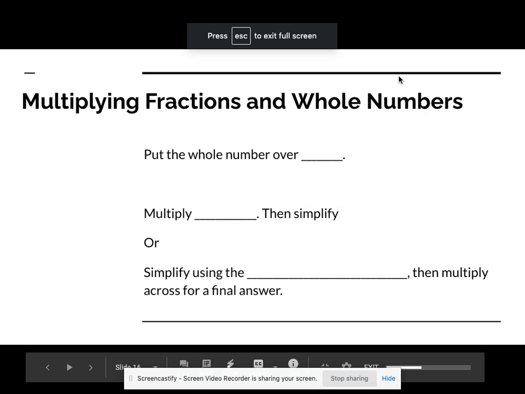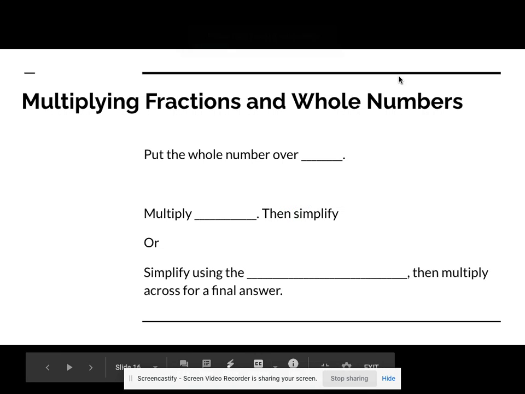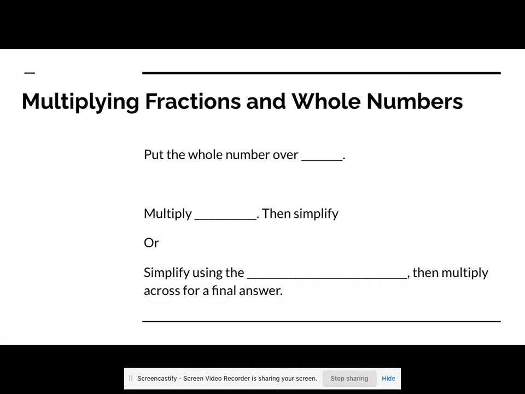Now that we've estimated with fractions, we're actually going to multiply fractions and whole numbers. The best advice I can give you is to put that fraction or that whole number over top of 1. So now you are going to see two fractions. You can multiply across, then simplify, or simplify using the greatest common factor, then multiply across for a final answer.